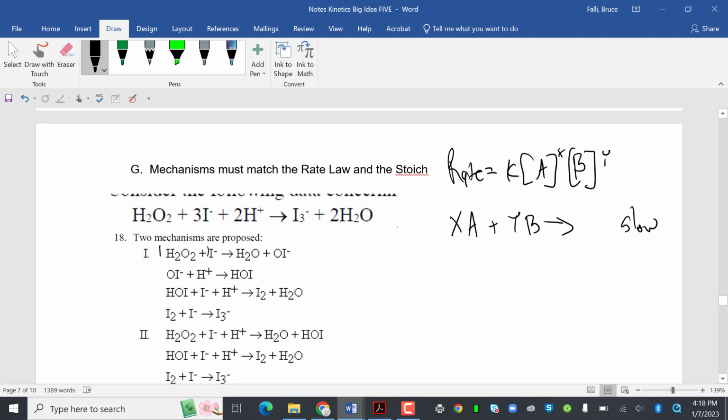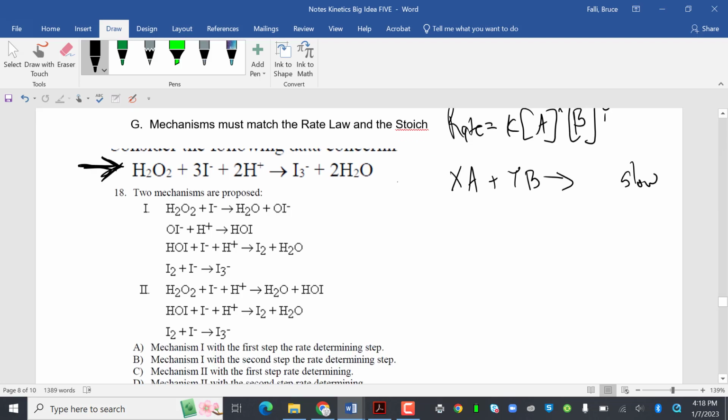All right, so given this reaction right here, this is not in your notes, so go ahead and sneak that in there. I don't know how it got chopped, but it did. So two mechanisms for this have been proposed. This one, Roman numeral 1 and Roman numeral 2. So let's see what each one would be if we have the following conditions. So what if A was true? Mechanism 1 with the first step is the rate determining step. If that was true, let's see if this is possible.